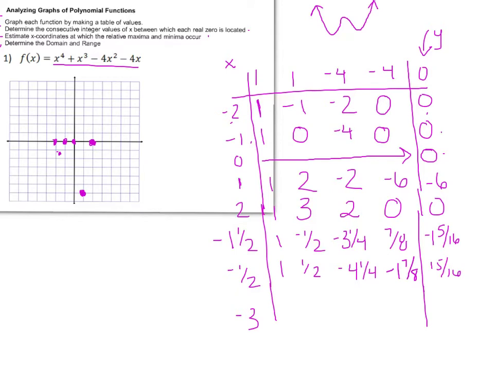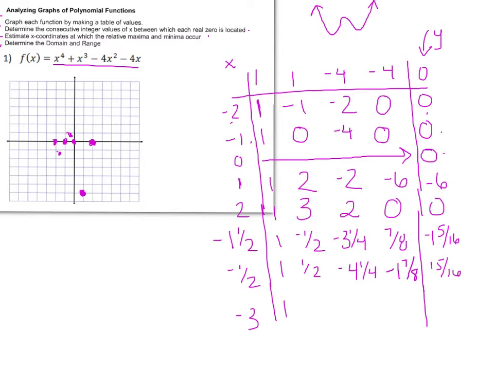So here we will now plot the point of negative 1/2, positive 15/16, which is close to 1, not quite there, but close. And then the very last point, this negative 3, we're going to plug this one in to see what happens over here on the left-hand side of this graph.